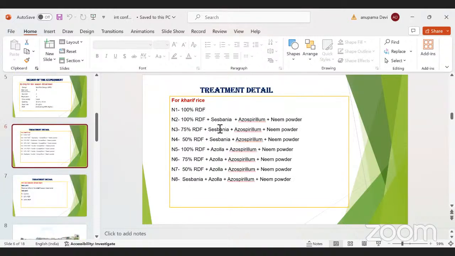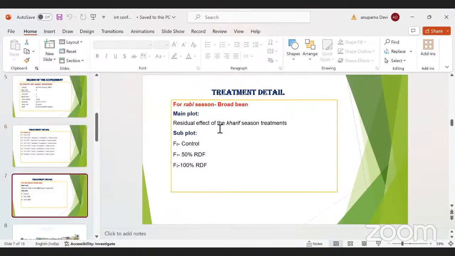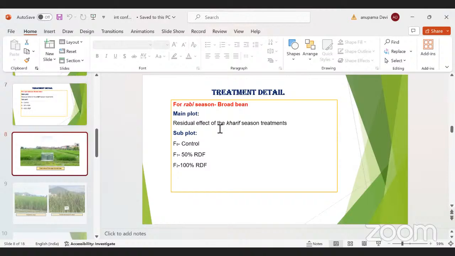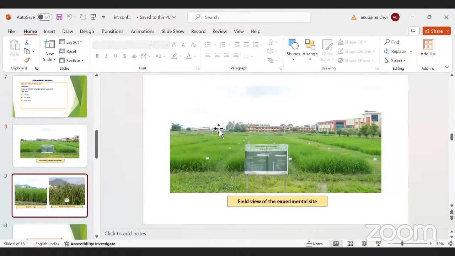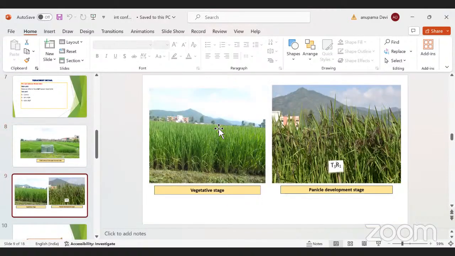And this is the treatment detail for my Kharif rice experiment. For the Rabi season, the main plot is the residual effect of the Kharif season treatments. I have 3 subplots. One is control, where there is no fertilizer application. F1 is 50% RDF and F2 is 100% RDF. This is the field view of my research and some photos.